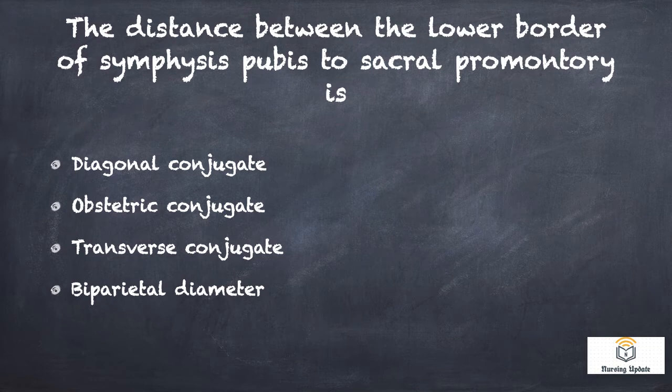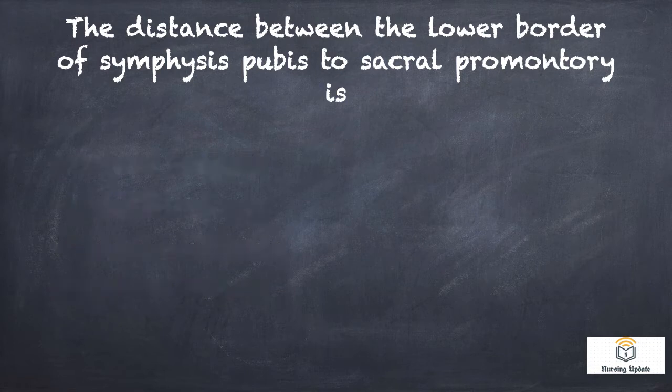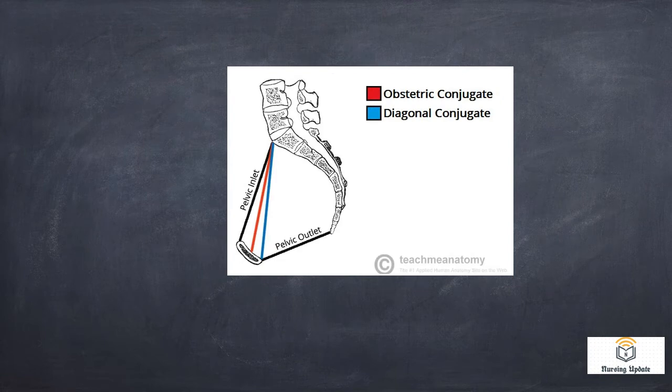Coming back to this question, the distance between the lower border of symphysis pubis to sacral promontory is, the answer is diagonal conjugate. So see this diagram. That projection is the sacral promontory, and this is the symphysis pubis. See the red line, where it is coming from the sacral promontory to the mid of the symphysis pubis, or inside inlet of the symphysis pubis. That is known as obstetric conjugate.